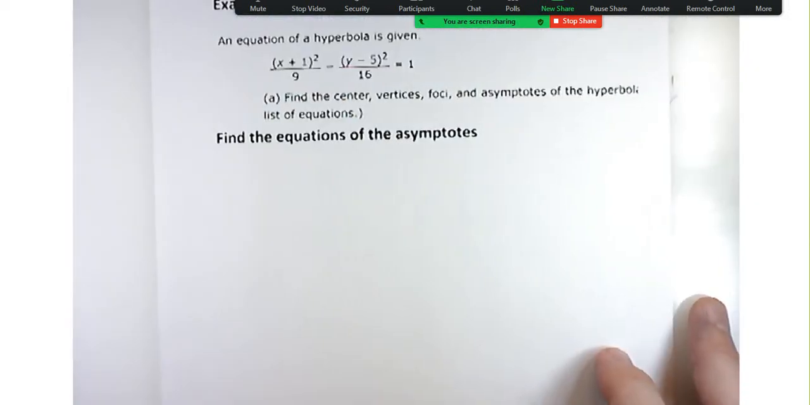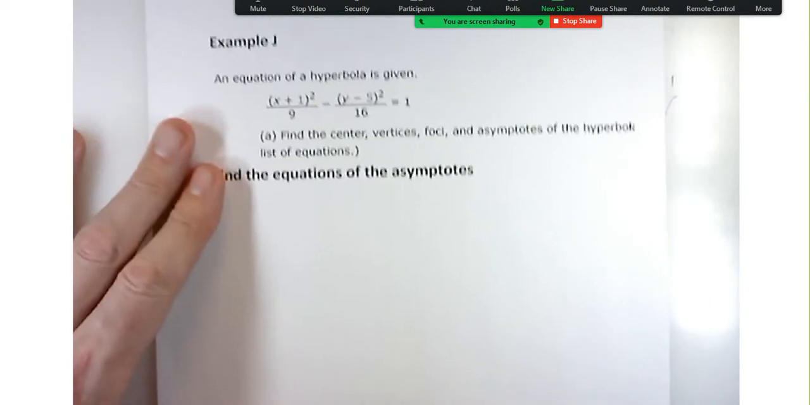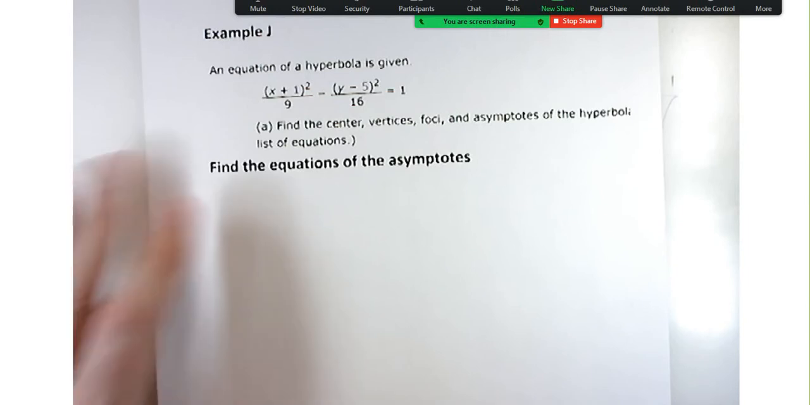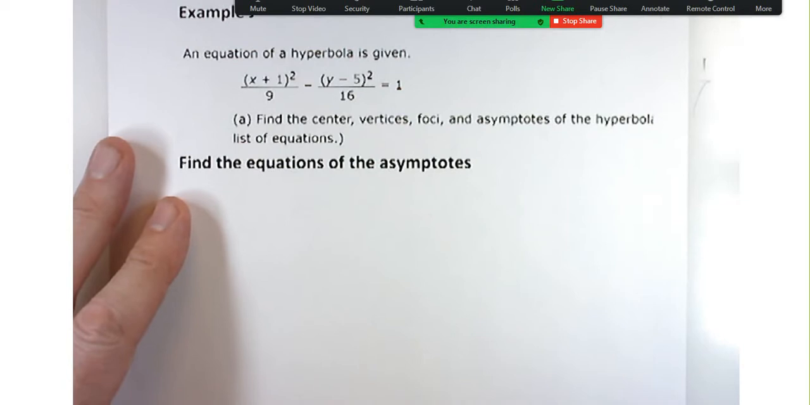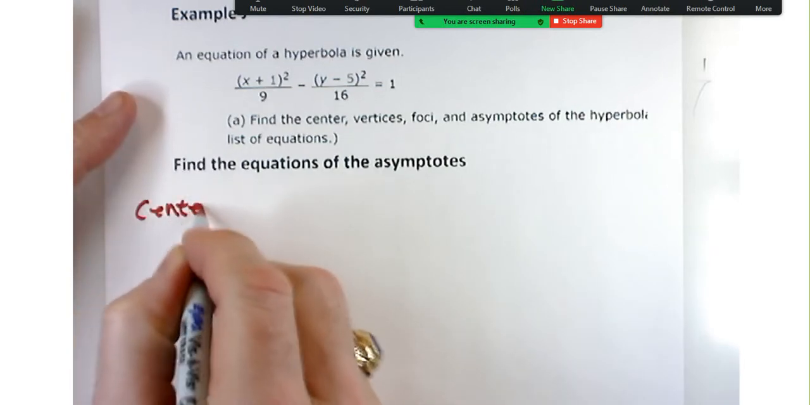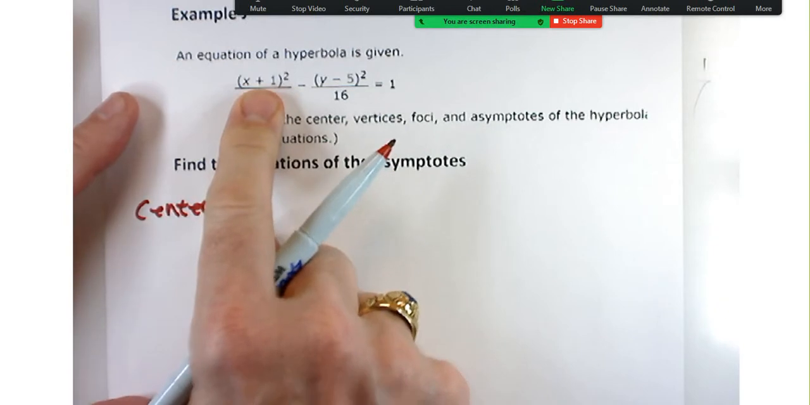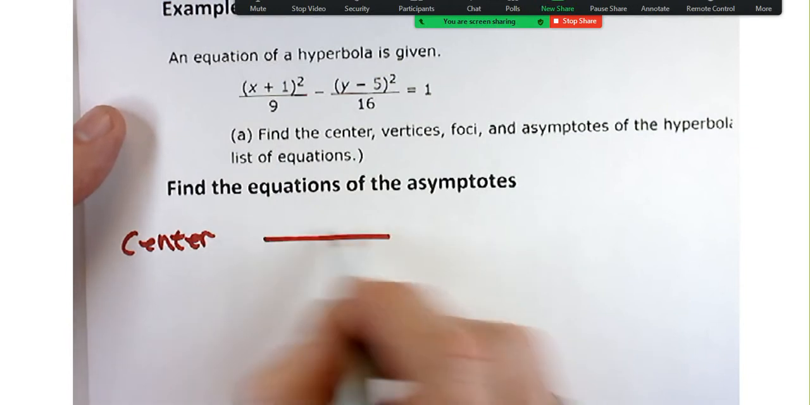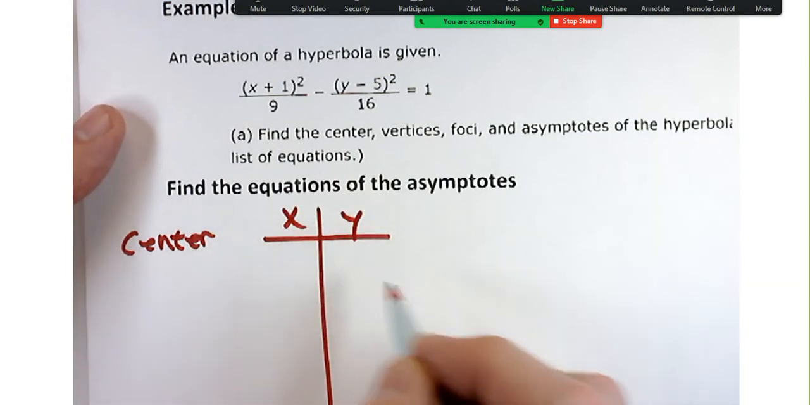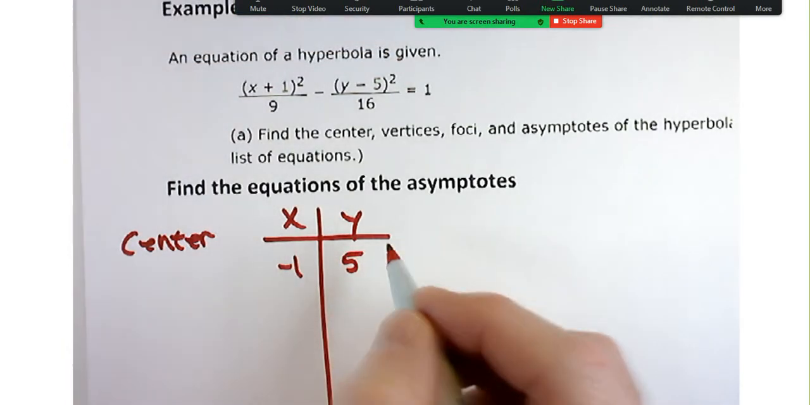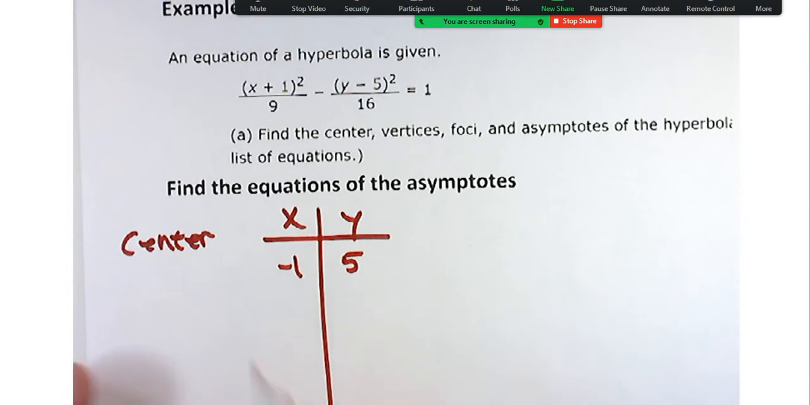Let's try this last one here. And in addition to everything else, I want us to find the equations of the asymptotes. So that's kind of a big thing here at the end. We'll start by figuring out the center. So for the center, and I've said this a few times, you want to figure out what makes the squared terms equal to 0. x and y. So that would be -1 and 5. Okay, so that's our center.